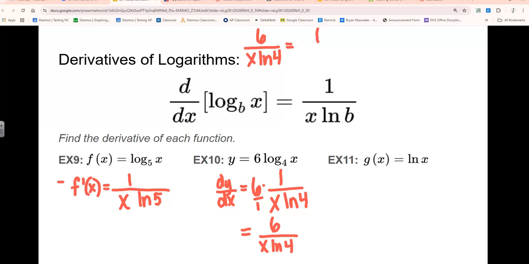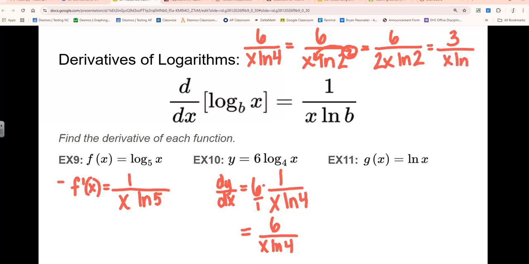Sometimes they do this. 4 could be written as 2 squared, right? What can you do with exponents when you have logs? It can be pulled out front, which would give you 6 over, I'm going to write it this way, 2x natural log of 2. And then what can happen with that 6 and that 2 that's out front? They can cancel. They'll get 3 over x natural log of 2.